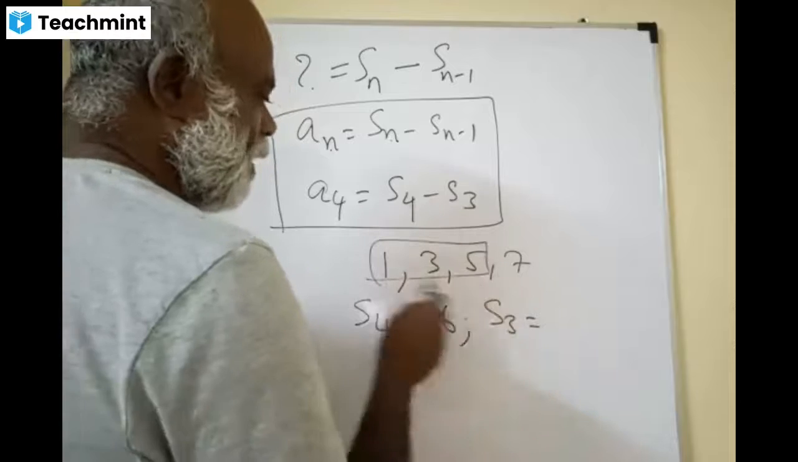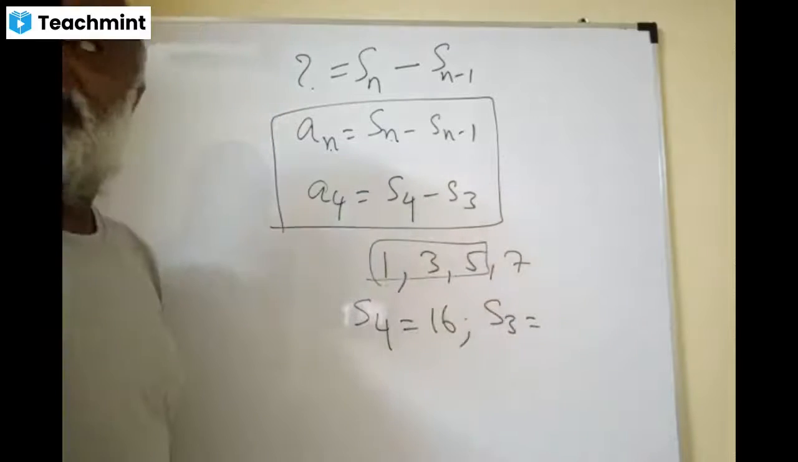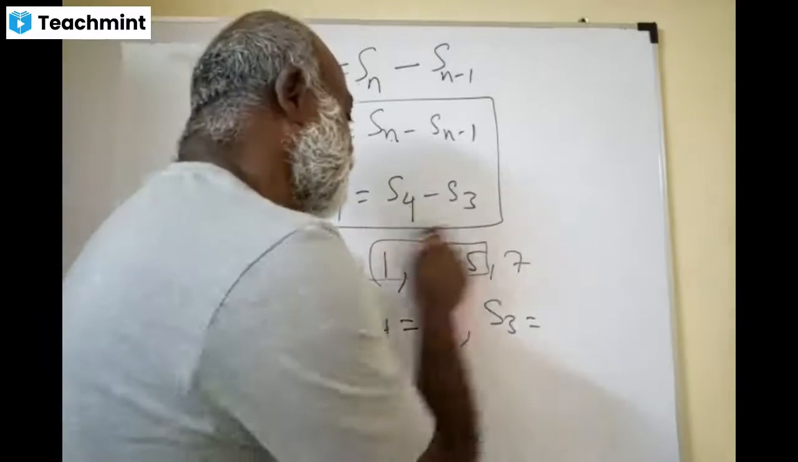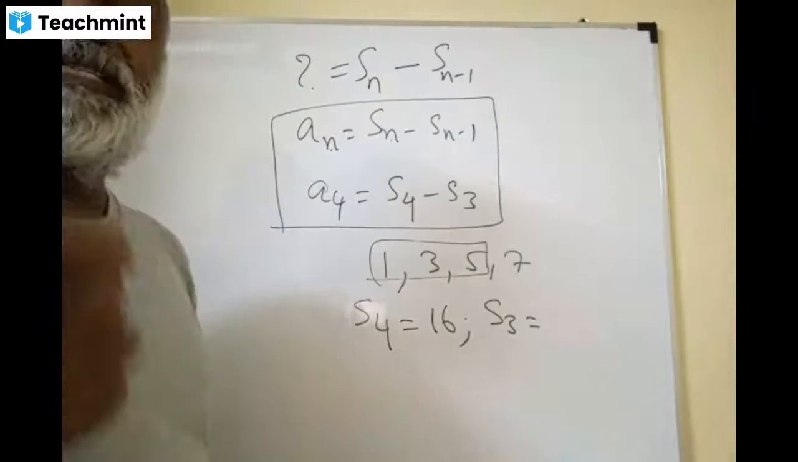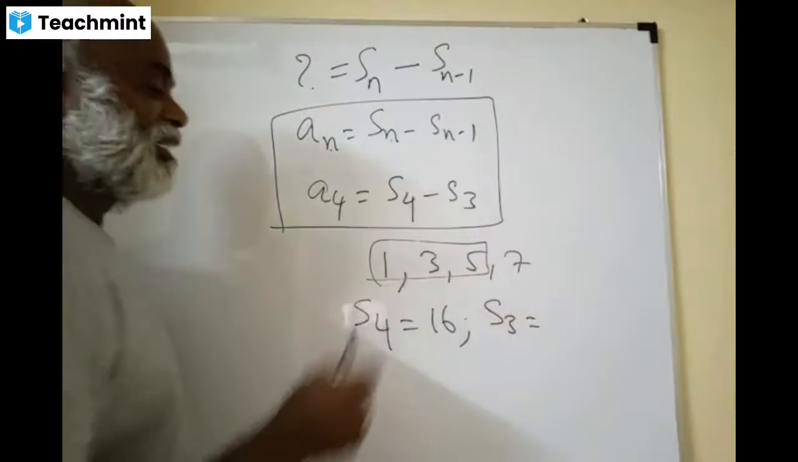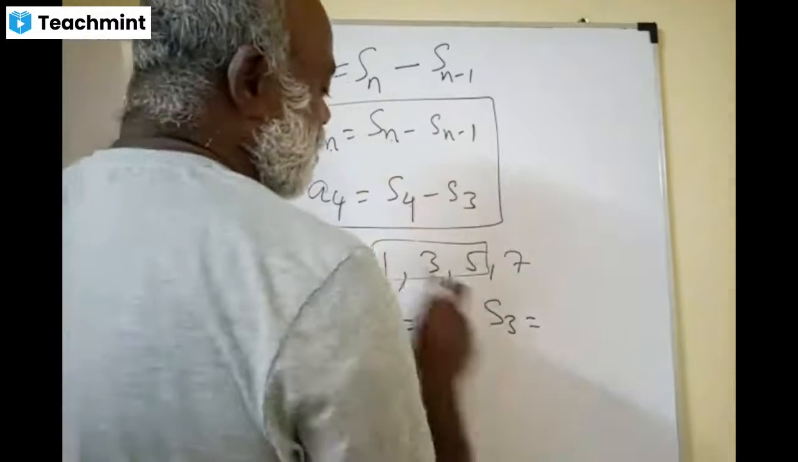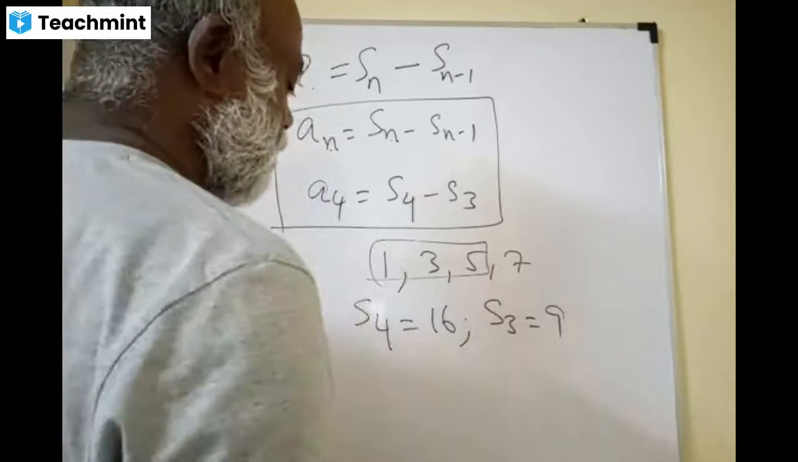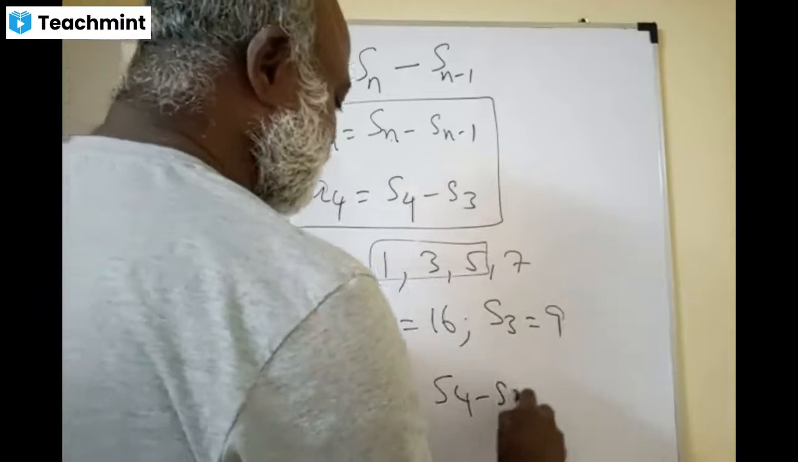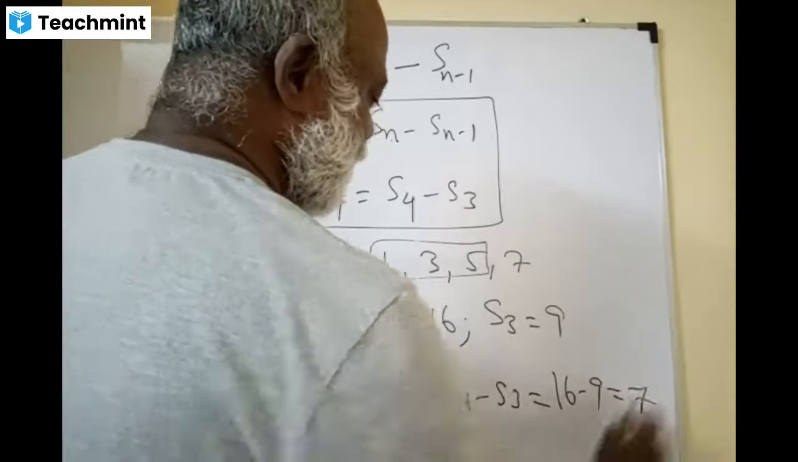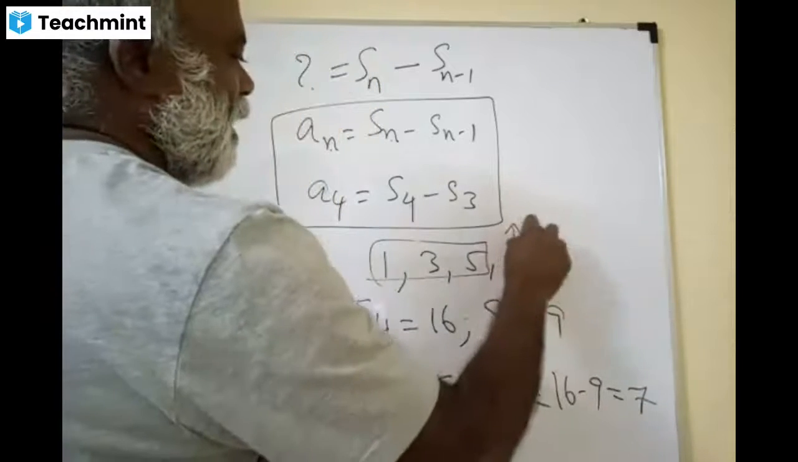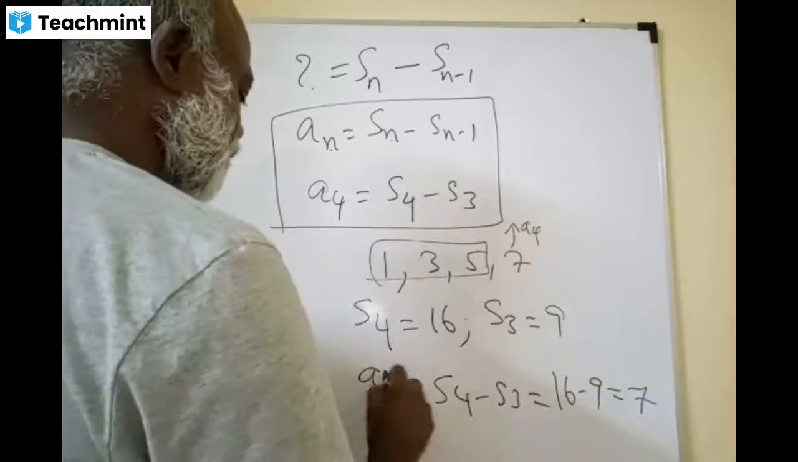See, this is why I said: when I say 3 terms, which 3 terms? Is it the last 3 terms or the first 3 terms? That's why I said first 3 terms. Sum of first n terms. So it is 8 plus 1, 9. What is S4 minus S3? 16 minus 9, that is 7. What is 7 called? A4. That's why it's called A4.